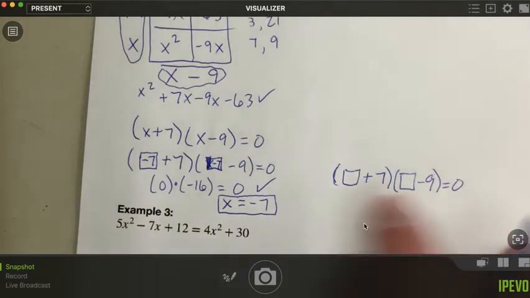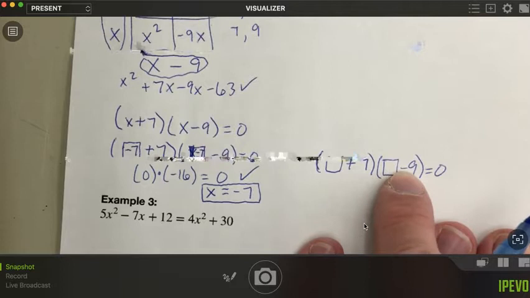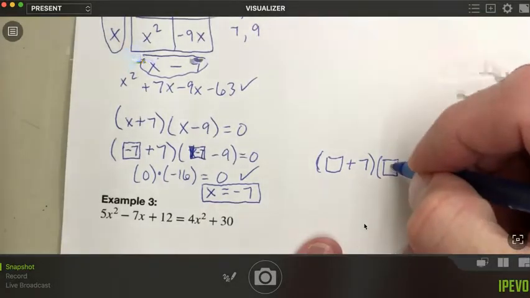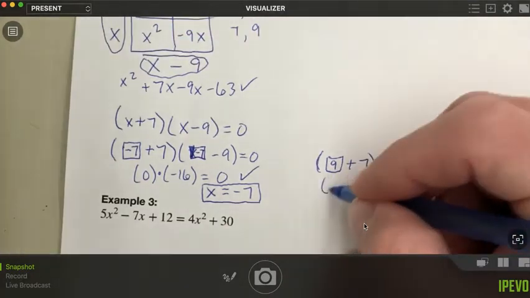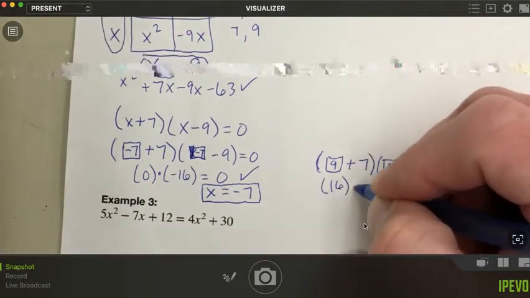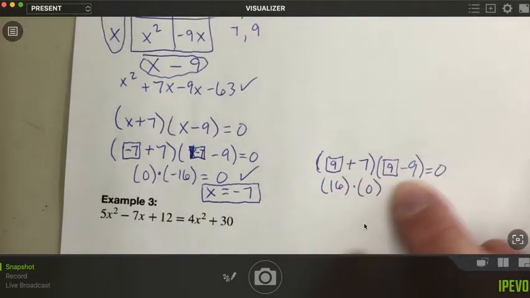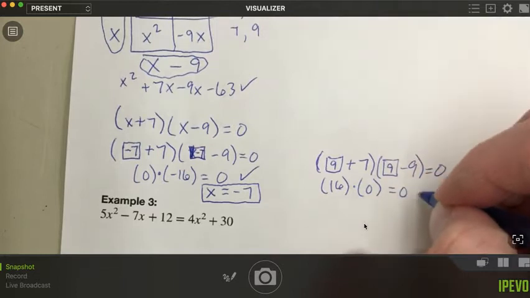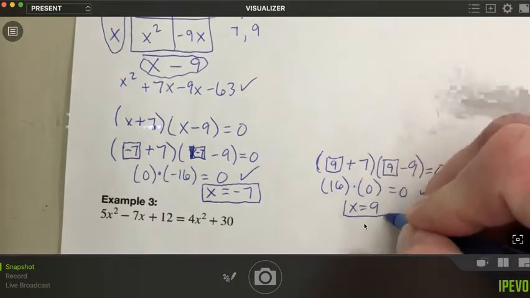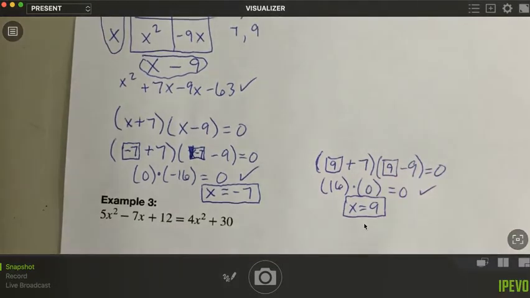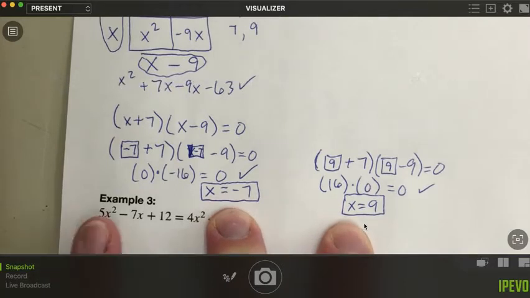All right, so in this case, same thing, but now I'm gonna worry about this. Some number minus 9 should be 0. Well, if I put a 9 in here, and I put a 9 in here, now I'm gonna get positive 16 times 0, because 9 plus 7 is 16, 9 minus 9 is 0. That equals 0, that's also good. So x equals 9 is also a solution. So for that problem, we get 2 solutions.